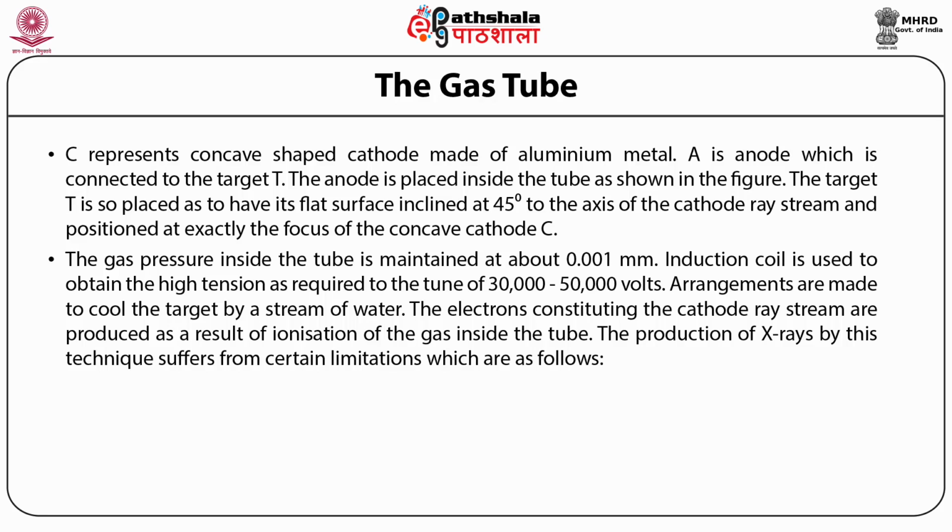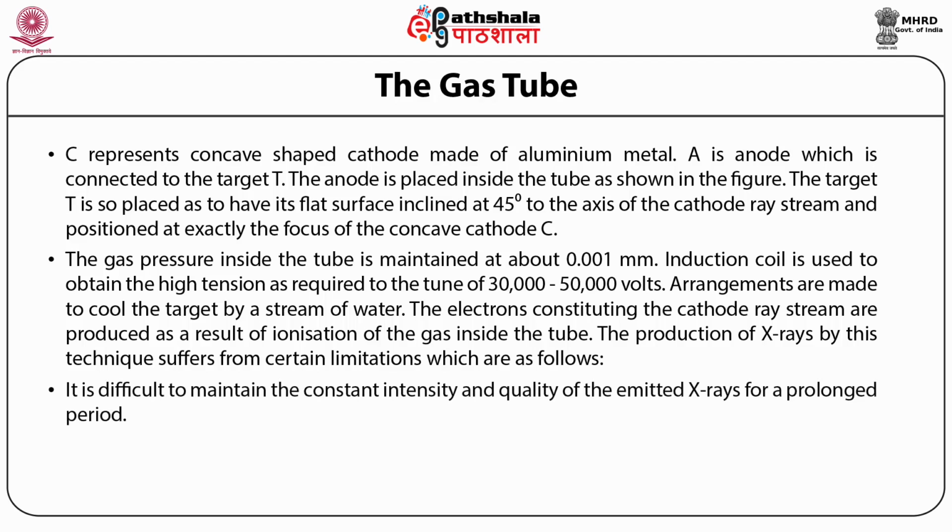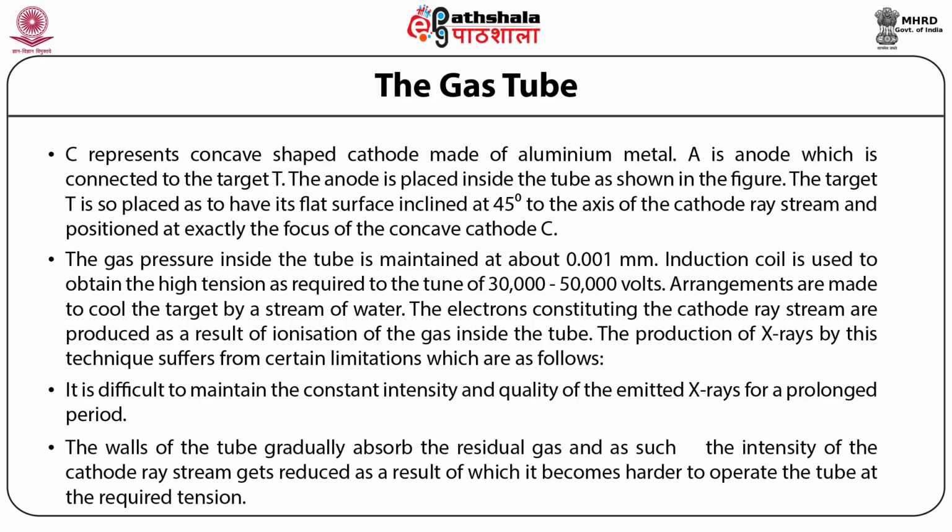The production of X-rays by this technique suffers from certain limitations which are given as follows. Number 1. It is difficult to maintain the constant intensity and quality of the emitted X-rays for a prolonged period. Number 2. The walls of the tube gradually absorb the residual gas, and as such the intensity of the cathode ray stream gets reduced, as a result of which it becomes harder to operate the tube at the required tension.